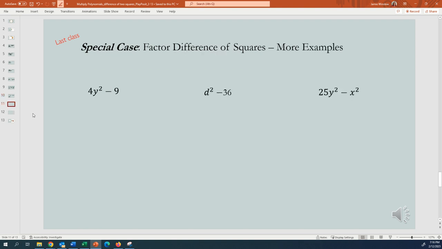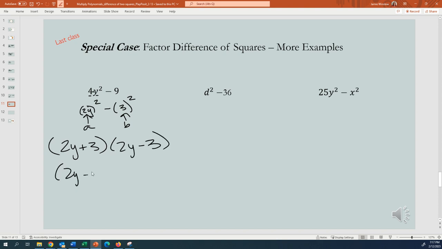So let's try some. We're going to write each term as something squared. Now be careful, this has two values in it, so we need to write it as something squared. 2 squared is 4, and y squared is y squared. That works. And 9 is 3 squared. Now, this is our a and this is our b. So we just write 2y plus 3 and 2y minus 3.